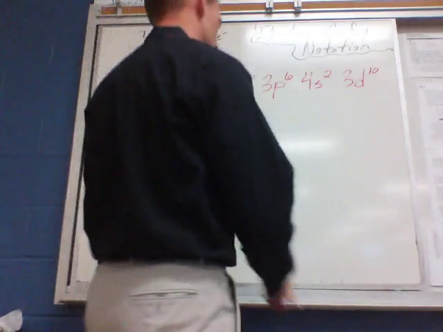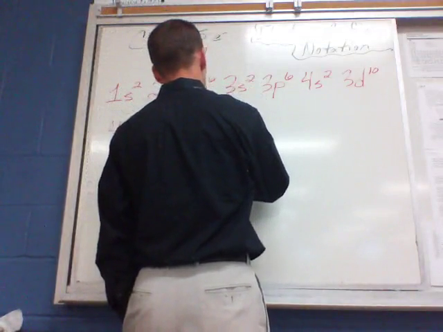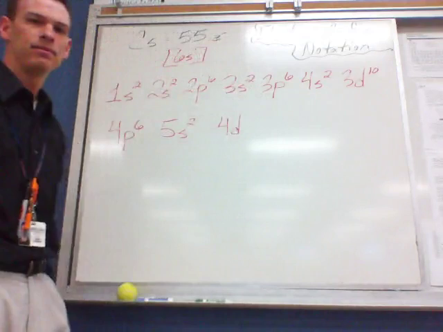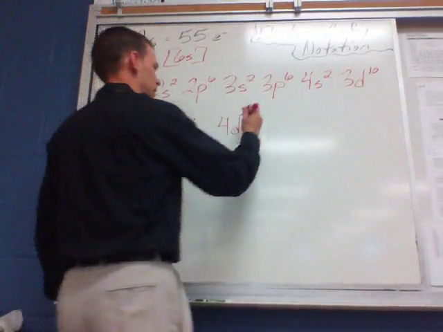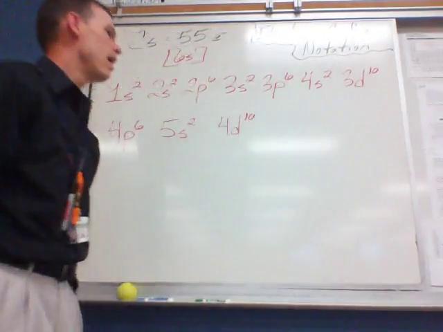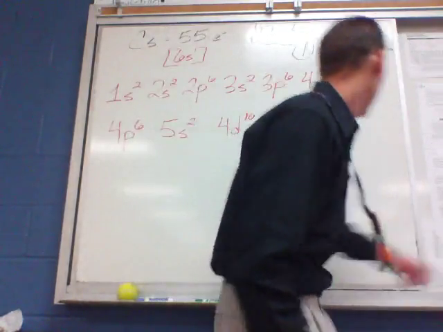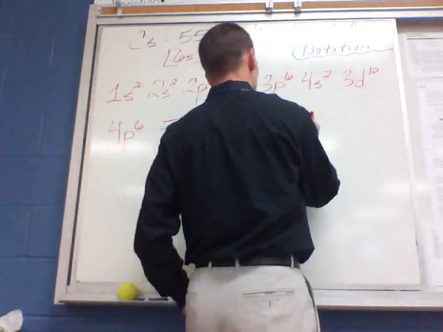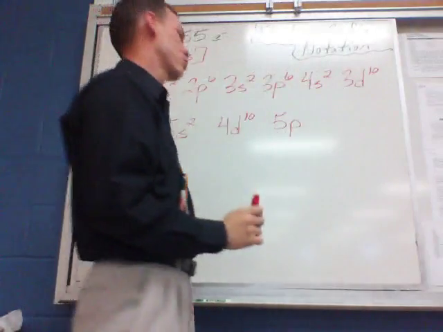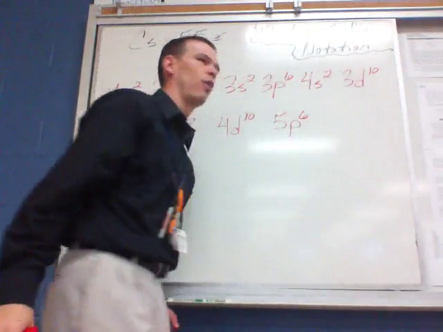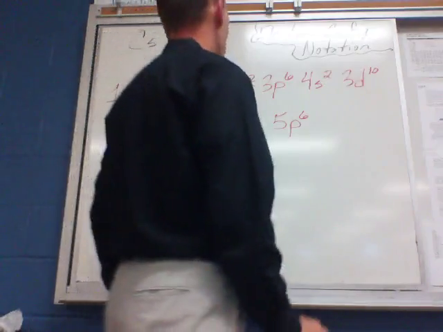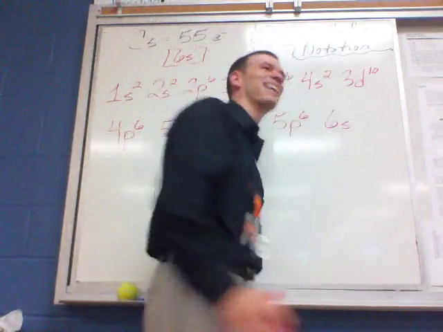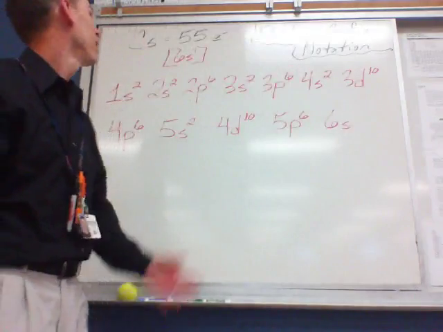After 5S comes 4D. What's my exponent here? 10. After 4D, keep going across, I hit 5P. A P has 3 orbitals. Each of those 3 orbitals can hold 2 electrons for a total of 6. Of course, there's 6 squares. After 5P comes, hey, look, success.